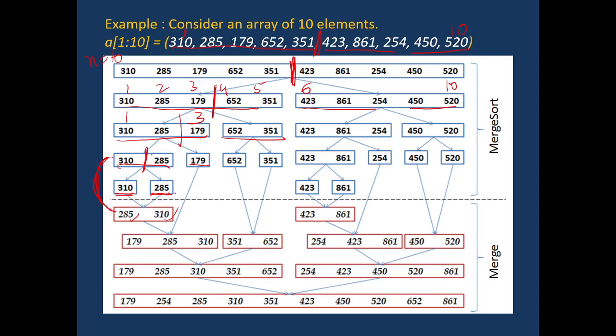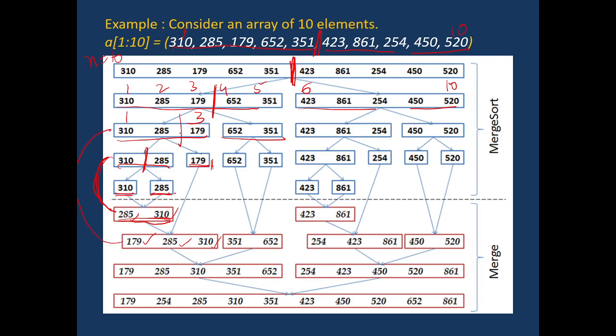Next, after solving this sub-problem, we'll go on to the next sub-problem, that is 179. We have only one element, so there is no need to split further. You can combine the answer of this and the answer of this into a new list. So the answer of this is this and this is this. 285 and 179 are compared. As 179 is minimum, we put it here. We reached the end of the list, so whatever is left in this list is pasted here. So 179, 285, 310 is the answer of this sub-problem.